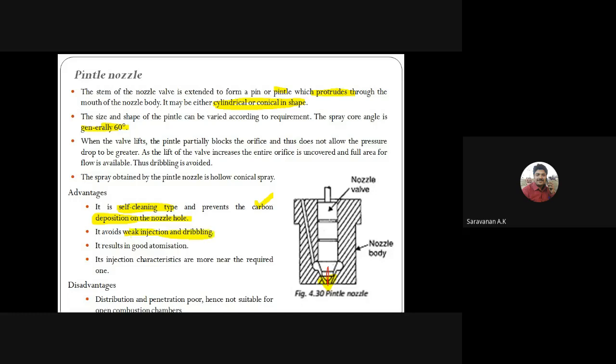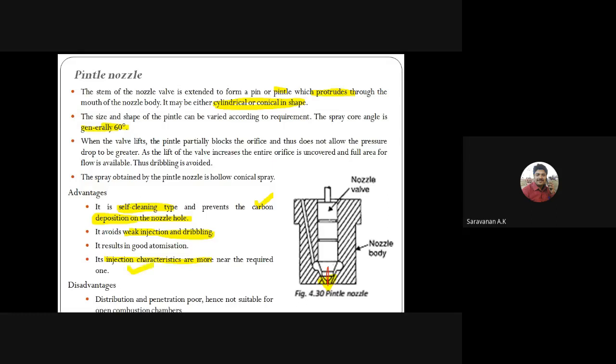In the last two nozzles, either the single-hole or the multi-hole nozzle, the major disadvantage is dribbling. Here we can avoid the dribbling. The atomization is also good here, and the injection characteristics are better.